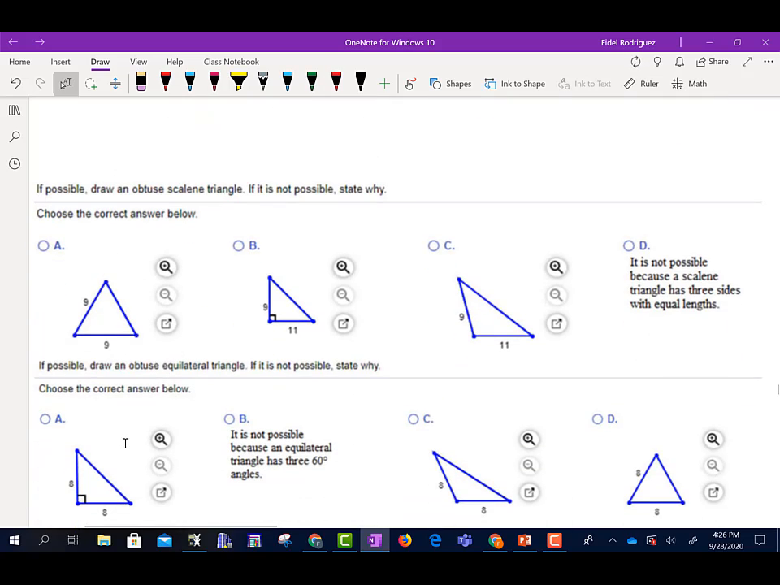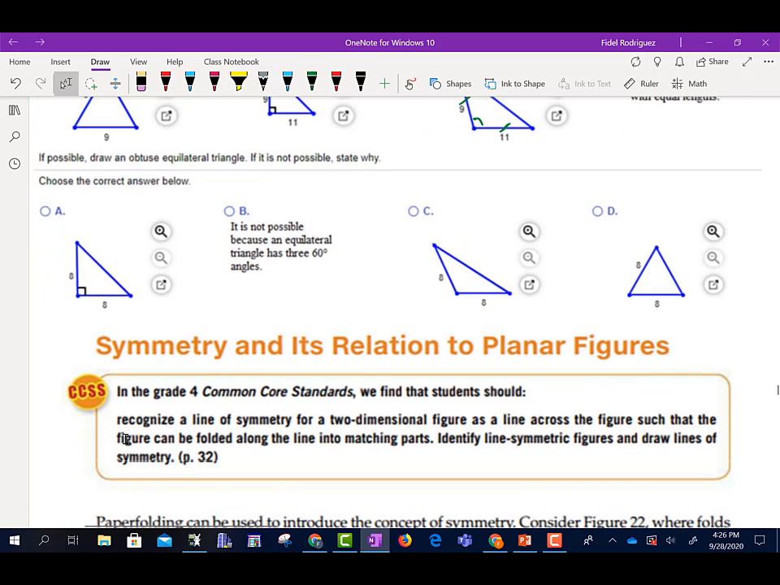All right, draw an obtuse scalene triangle. Okay, so remember, scalene, sides are going to be different. Obtuse, the main angle is going to be bigger than 90, smaller than 180. Boom, there we go, right? This angle here, bigger than 90, smaller than 180. All my sides are going to be different, okay?